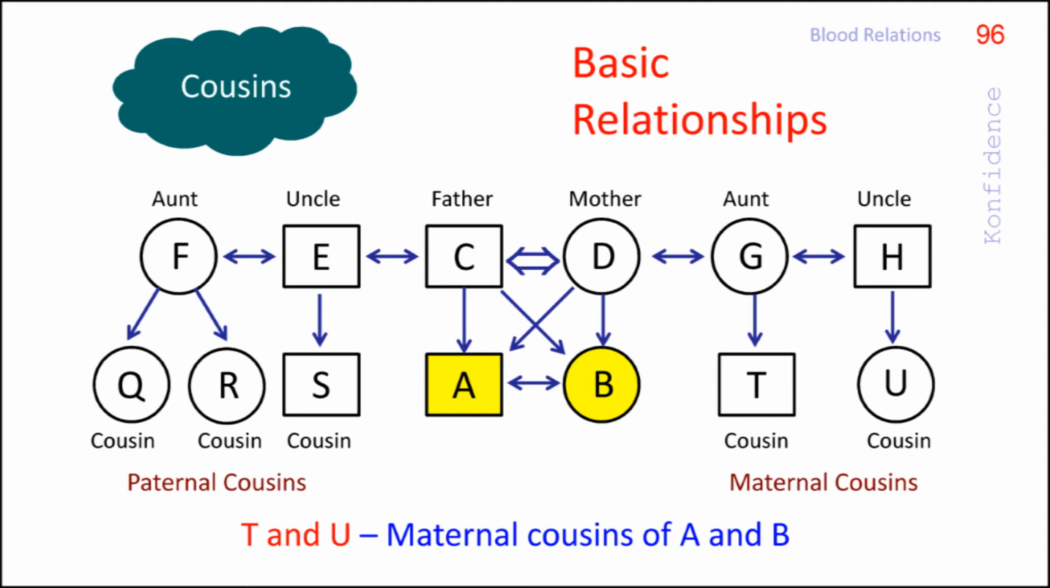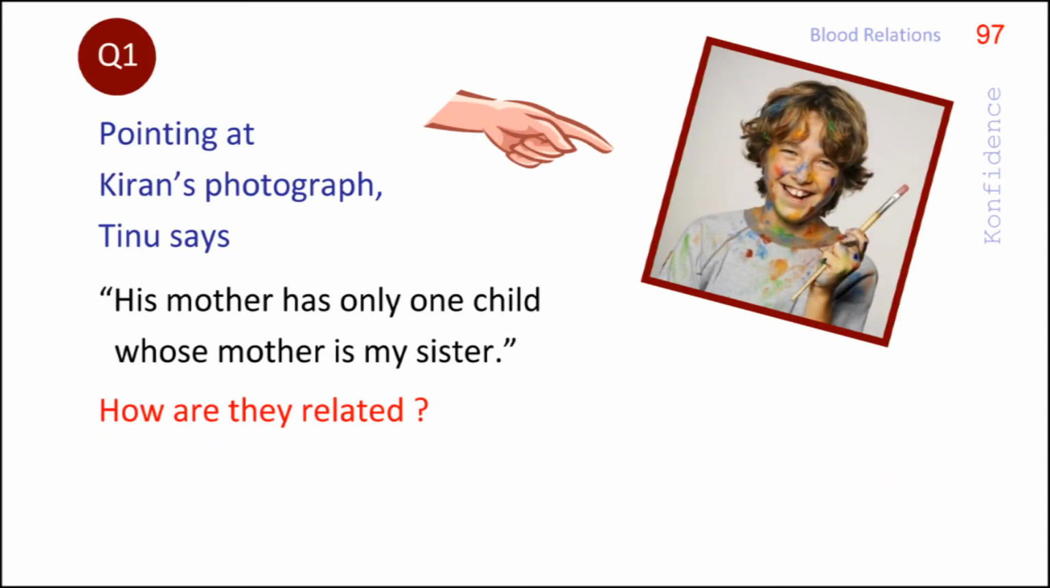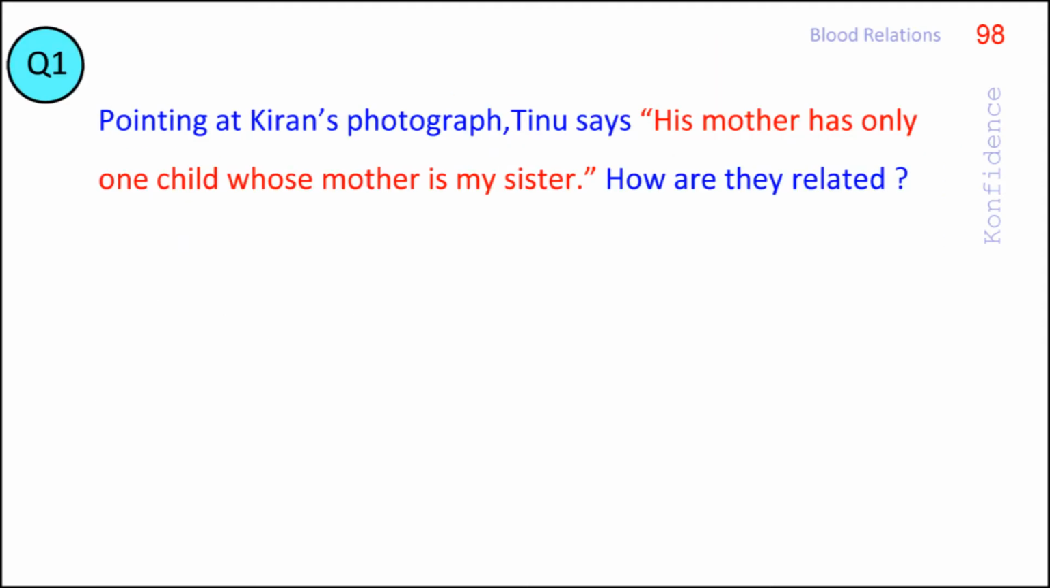Now that we have seen the basic relationships and understood how to represent these relationships diagrammatically, let us revisit the two questions we saw in the beginning of the discussion. In this question Q1, we need to find the relationship between Kiran and Tinu. This is one type of question where the test setter narrates the relationship in an indirect fashion. Let us once again look at what Tinu says. Pointing at Kiran's photograph, Tinu says, "His mother has only one child whose mother is my sister."